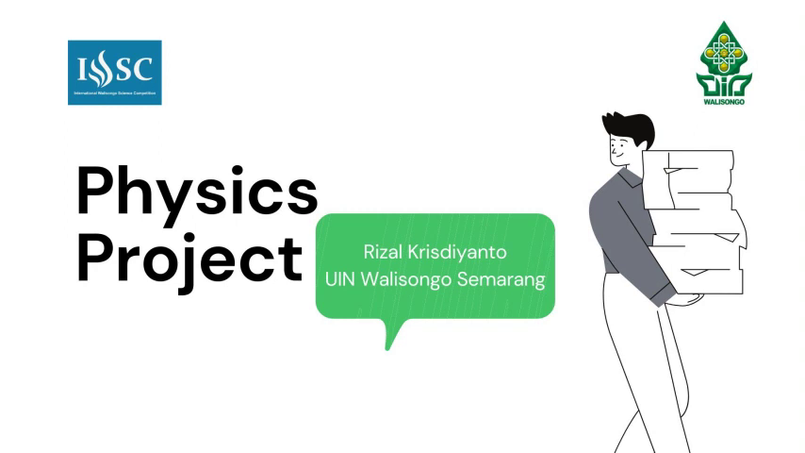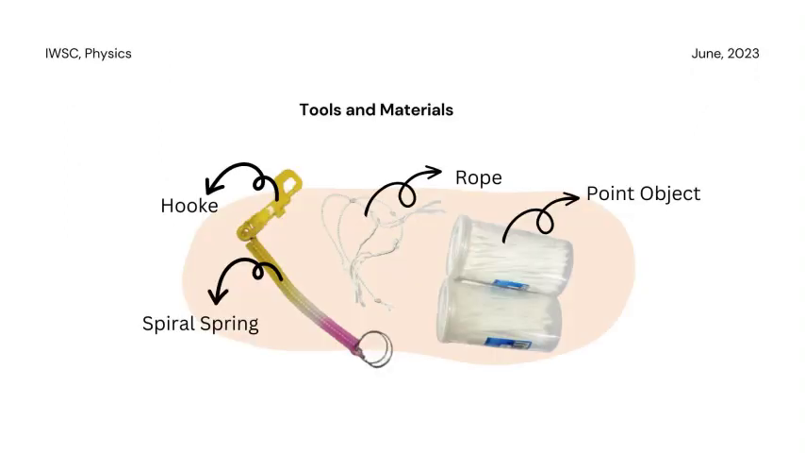This is my physics project video. In this physics project, the tools and materials that I use are a spring, a hook, a rope, and two masses. Okay, this is my system.